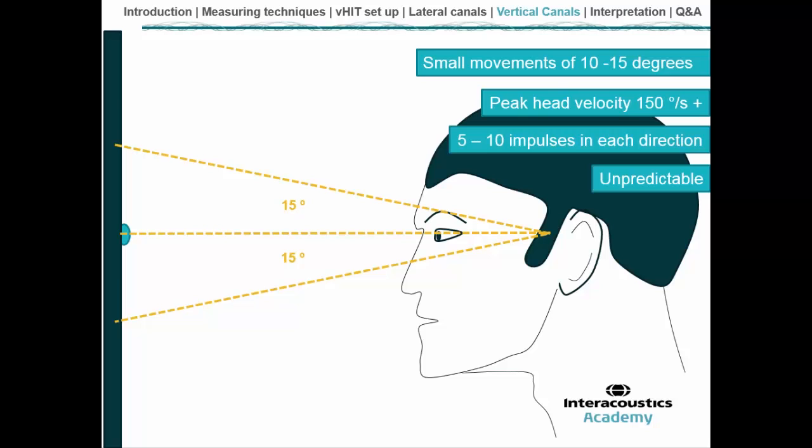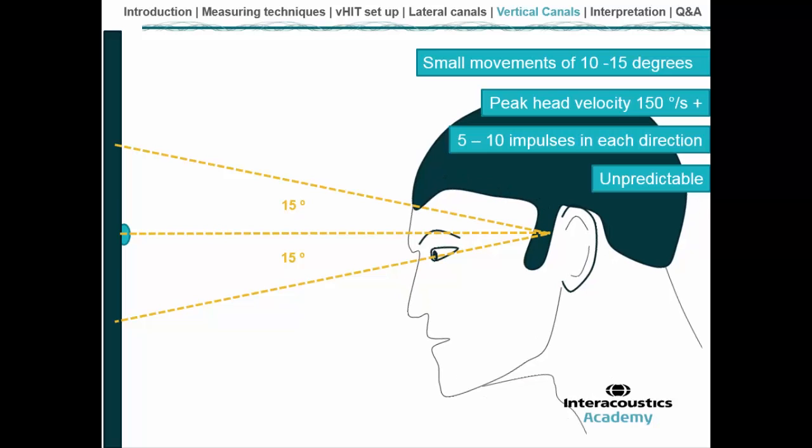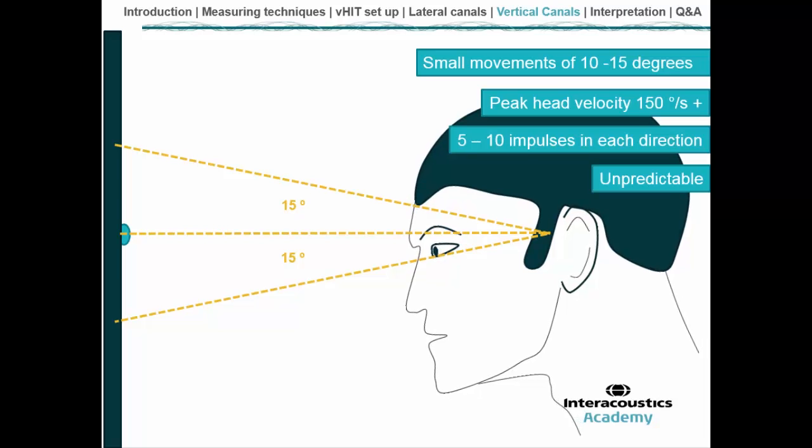So we're going to thrust the head. It doesn't matter which canal we're stimulating, I just want to show you the way in which you would do it. So we're thrusting the head, we're going to test thrust downwards, and we've thrusted the head downwards at 15 degrees. That was a fast movement, and what we're going to do is bring the head back to center.